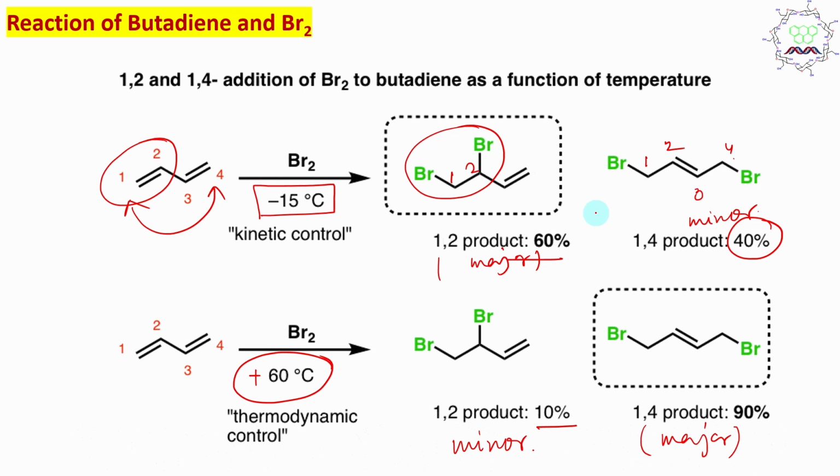Remember, if a reaction follows the lower temperature pathway, the product is called the kinetically controlled product, and if the reaction takes place at high temperature, whatever we get is called the thermodynamically controlled product. And the thermodynamically controlled product is the more stable product. So kinetically 1,2 addition is favored, whereas thermodynamically 1,4 addition is favored.